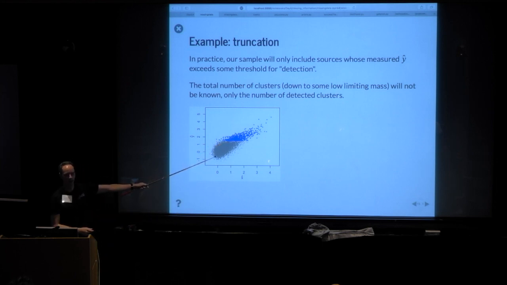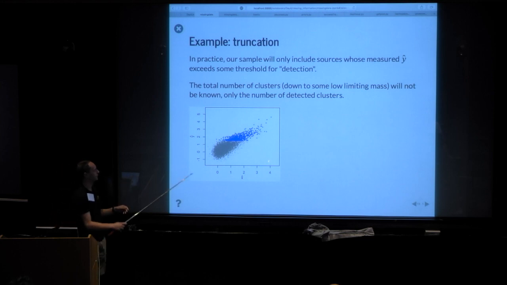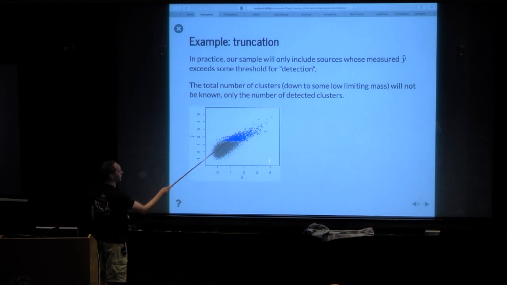And everything in gray down here, I know about it because I made up these data, but in practice, we have no idea what's down there. So that includes capital N, the total number of things. All we know is what I'm going to call N det, the number of blue points that we have.